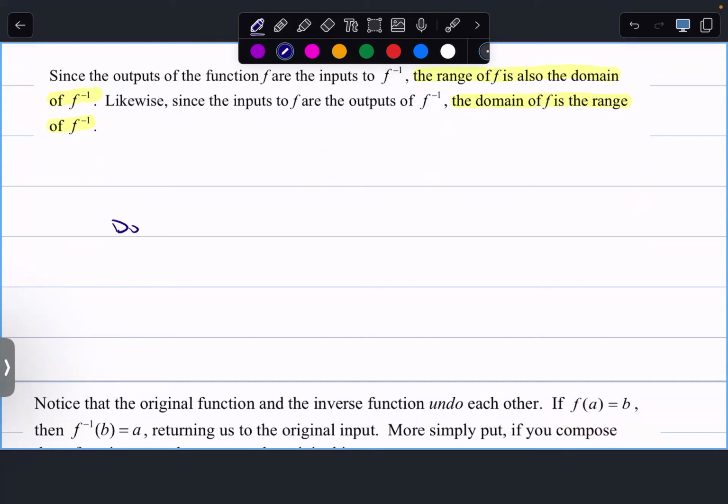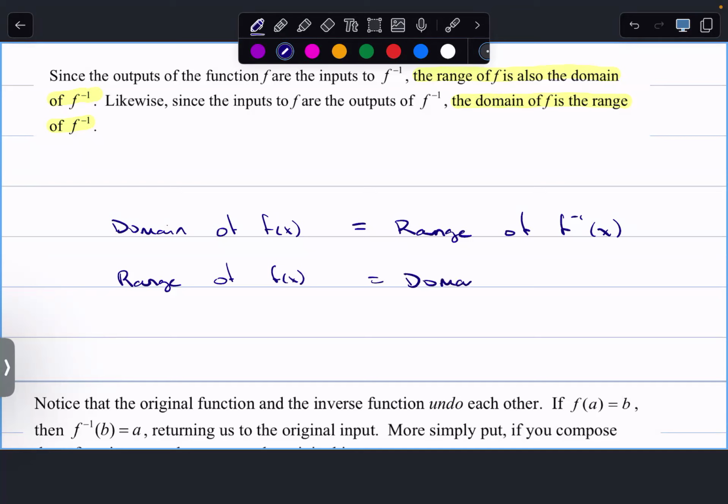So the domain of f of x is going to become the range of the inverse. And the range of f of x becomes the domain of the inverse. There. I didn't need that much space, but that's what I wanted to say.